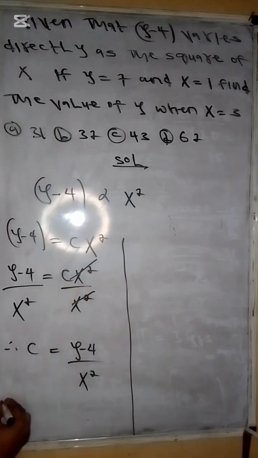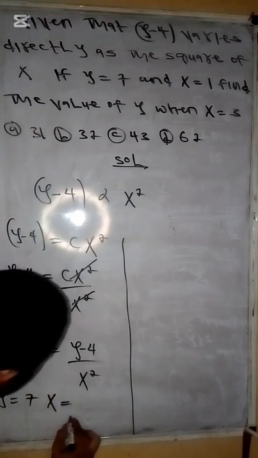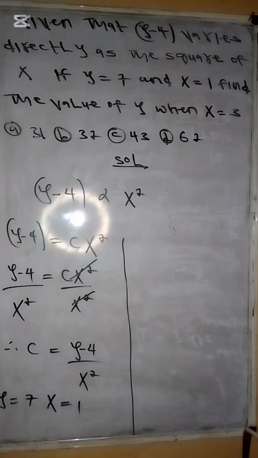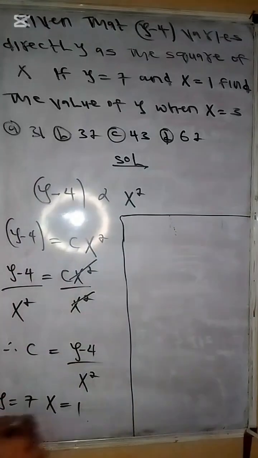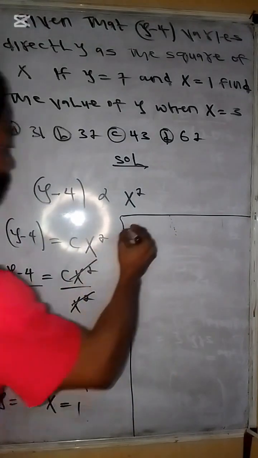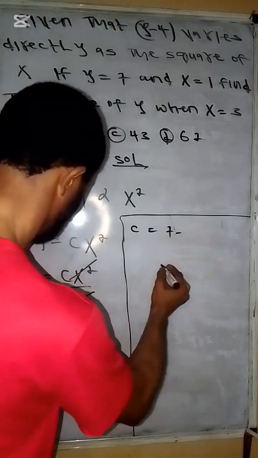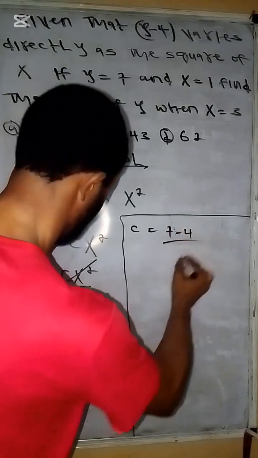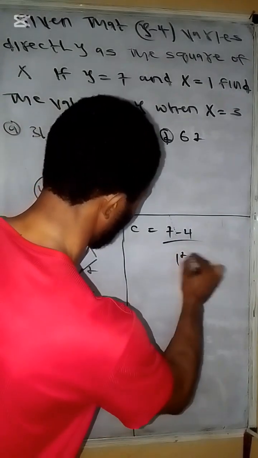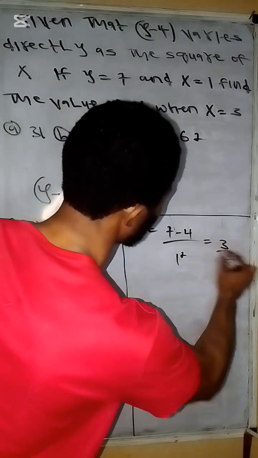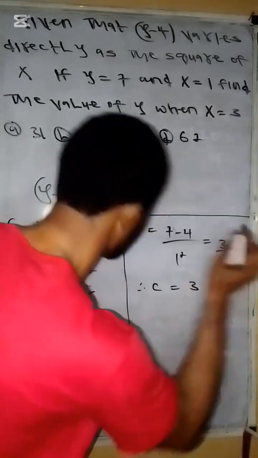So if I do that now, it's very obvious that y is 7 and s is 1. If I put the value of both y and s into this place, we are going to have our value for the constant of proportionality. So c will now be y. What is y? y is given as 7, minus 4, all over s squared. What is s? s is given as 1, squared. So this is going to be 7 minus 4 is 3, over 1. 1 squared is 1. Therefore, c is going to be 3.